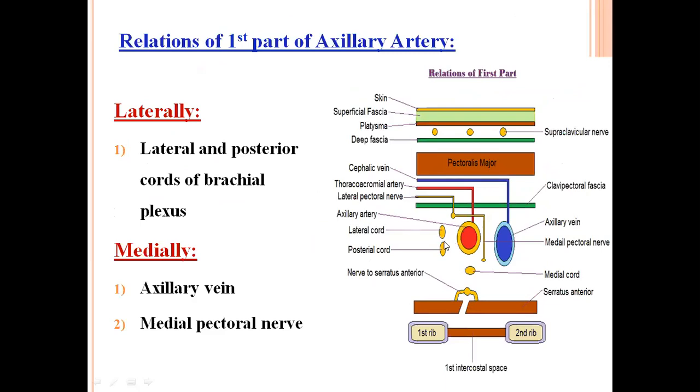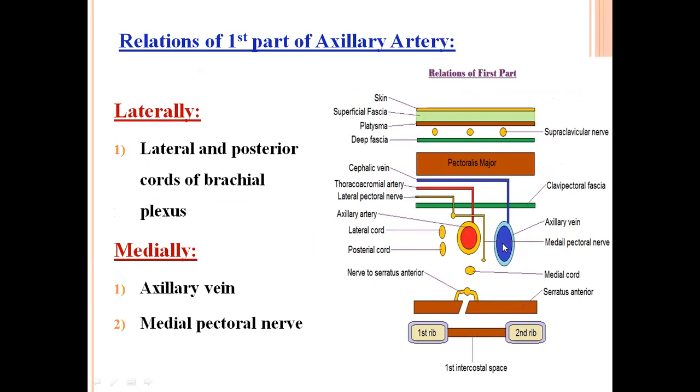Then coming to the lateral relations. This side, whatever we have, is the lateral relations. I told you the brachial plexus has certain cords. Please remember it has lateral cord, posterior cord and medial cord. Almost everything is related to the axillary artery. So laterally, the axillary artery is related to these two cords. What are those? Lateral cord and posterior cord.